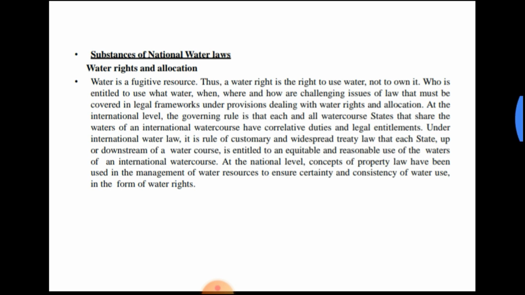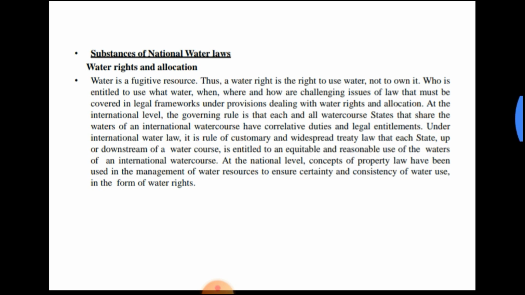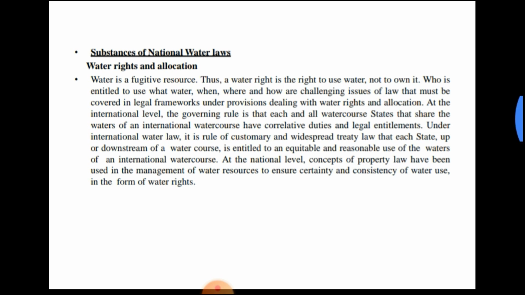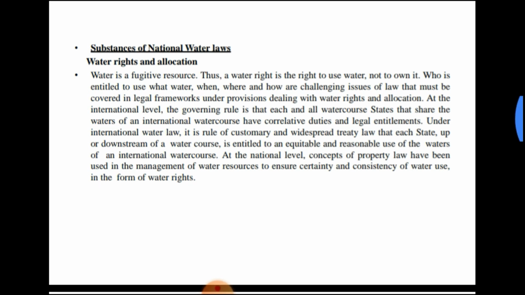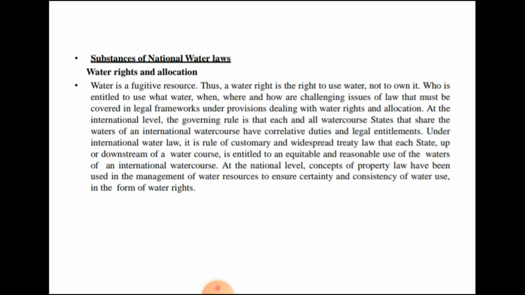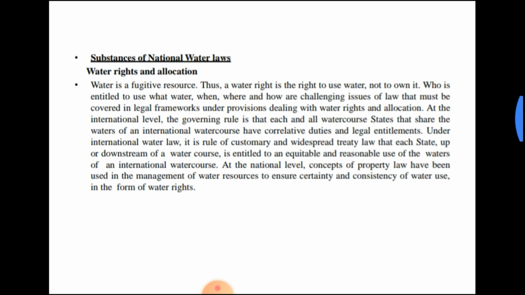At the international level, the governing rule is that each and all watercourse states that share the waters of an international watercourse have correlative duties and legal instruments. Under international water law, it is a rule of customary and widespread treaty law that each state, upstream and downstream of a watercourse, is entitled to equitable and reasonable use of the waters of international watercourses.